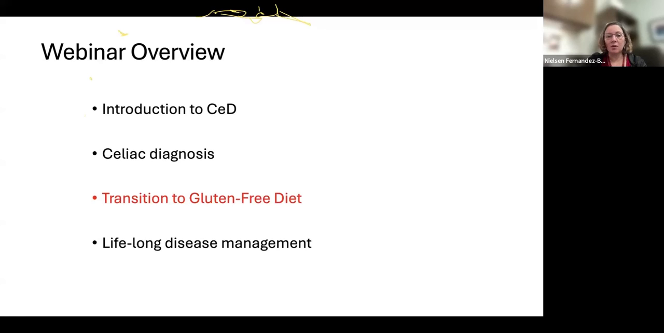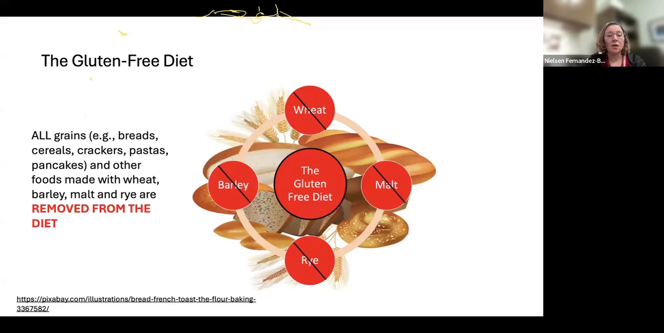So we're going to talk briefly on the transition to the gluten-free diet. Once the diagnosis is made, in order to break the vicious cycle that we talked about, you have to take gluten out of the equation. The gluten-free diet is basically avoidance of all grains that contain wheat, barley, and rye.